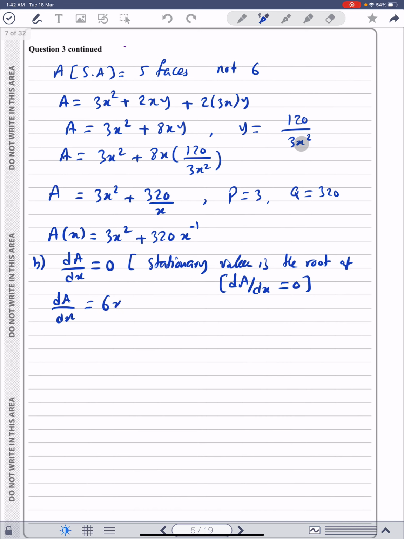That is 6x plus 320, minus 1 goes down, minus 2, giving you 6x minus 320 over x squared to prepare. This equals 0. That gives us, by moving this or adding 320 over x squared to the other side, 6x cubed. If I am fast for some of you guys in doing this, this is x here.